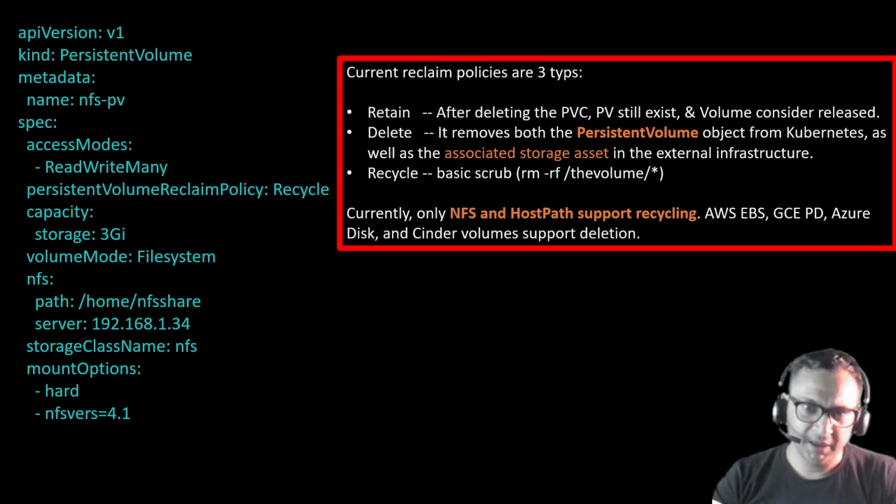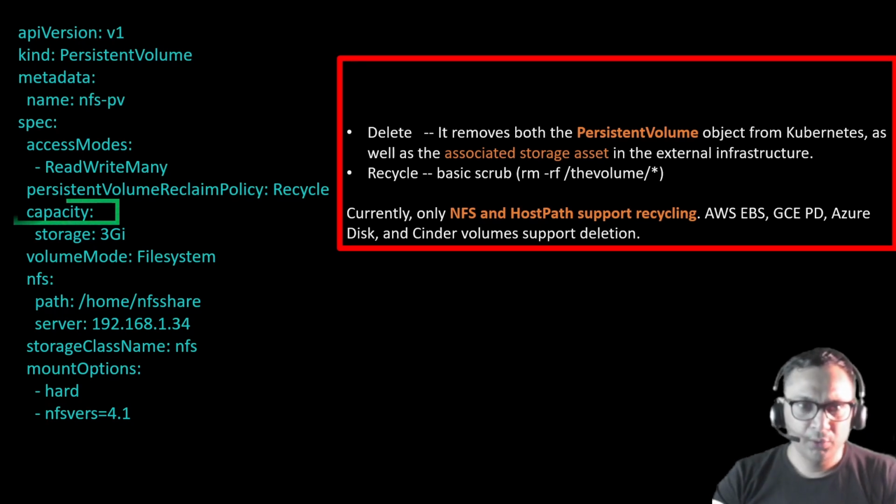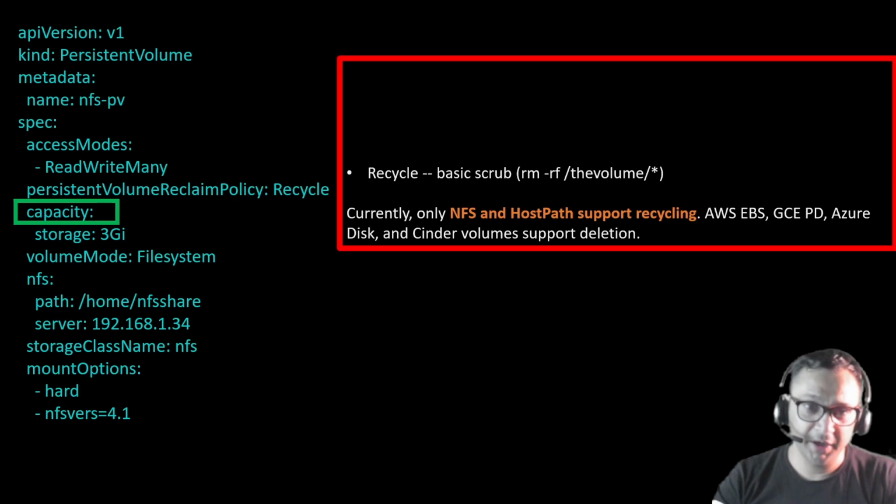Currently, only NFS and hostPath support recycling. AWS EBS, GCE PD, Azure Disk, and Cinder Volume support deletion. Next is capacity. Here we define how much storage capacity this volume can consume. So here we define 3 gig.